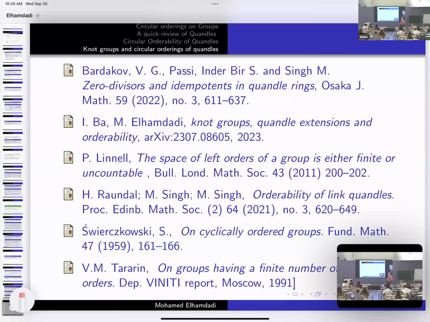So the question is the following. Did you think in a similar direction for the Alexander quandle? Okay, nice question. To be honest, I didn't think about it, but this is a nice question. I don't think I can get it off the top of my head. I don't have an answer right away. But it's a nice question.